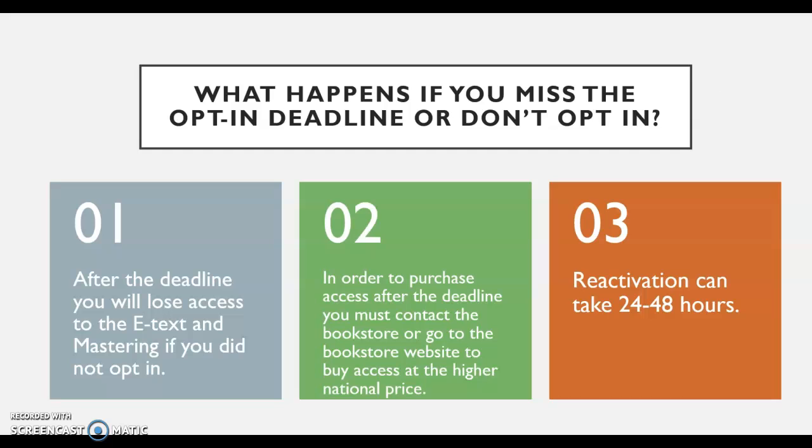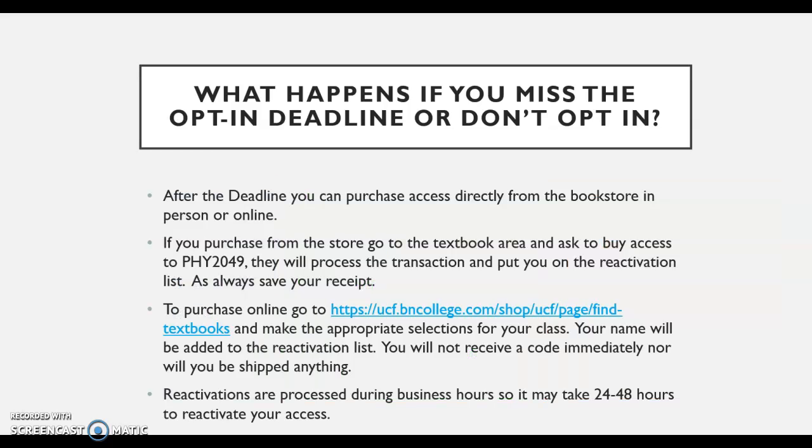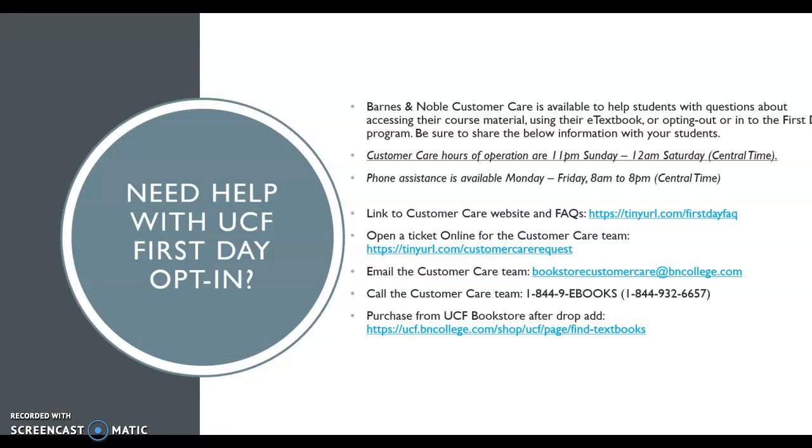If you miss the opt-in deadline or you choose to opt out, you will lose access to the e-text and Mastering sometime after the drop/add period. If you want to regain access, you must go to the bookstore or the bookstore website, and you're going to purchase, but you're going to pay the national price, which is much higher. It's around $70. If you've lost access and you repurchase, it can take 24 to 48 hours for you to regain access. So again, if you didn't opt in or you chose not to and then you want to purchase, go to the bookstore or to the UCF bookstore website, and remember it takes 24 to 48 hours to reactivate.